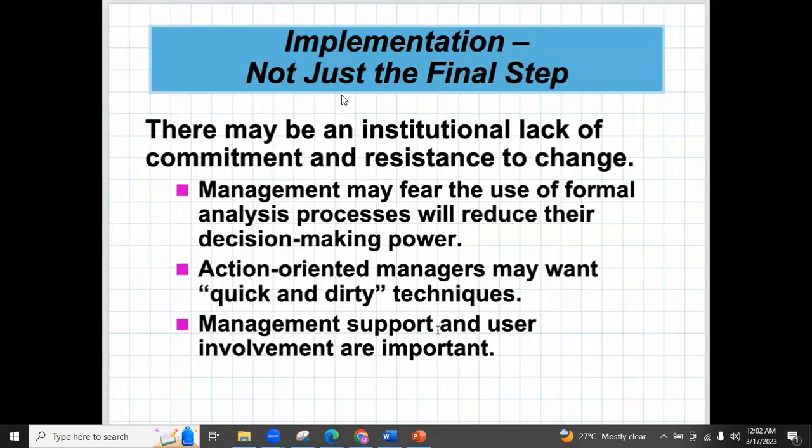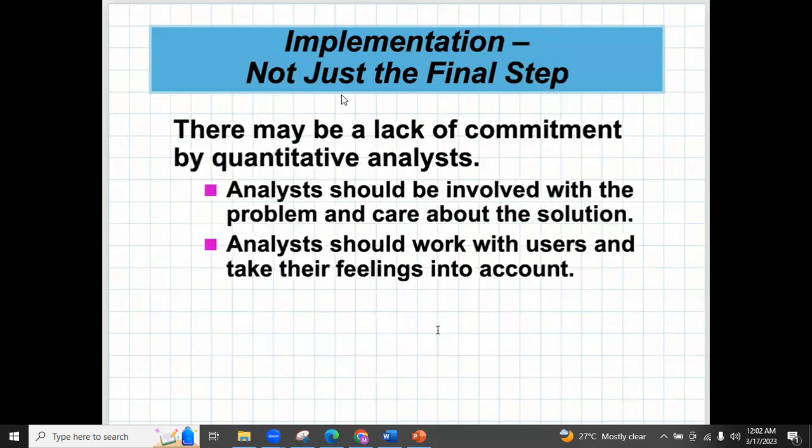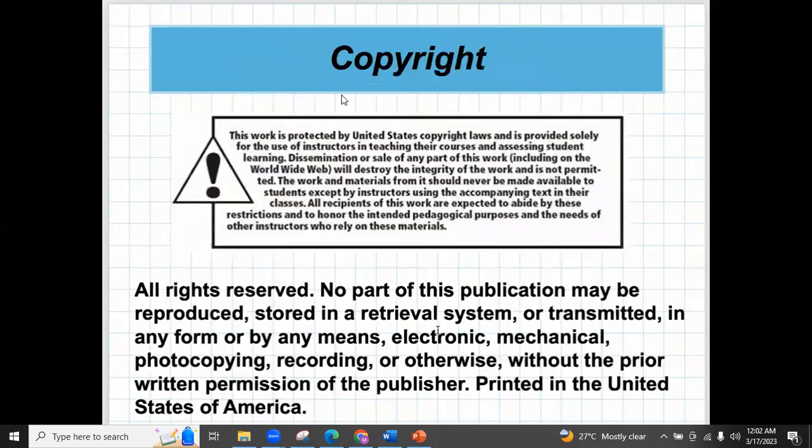Management support and user involvement are important. I think we've come a long way, and ERP systems like SAP and Oracle have helped a lot because they embed a lot of this inside of them, and it's just the way business is done. But still, these are issues that have to be managed. The analyst should be involved with the problem and care about the solution. Analysts should work with the users and take their feelings and experience into account.